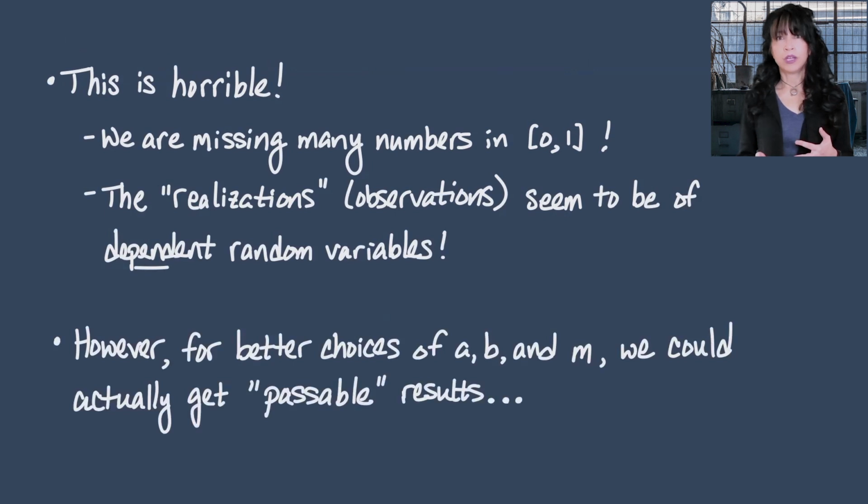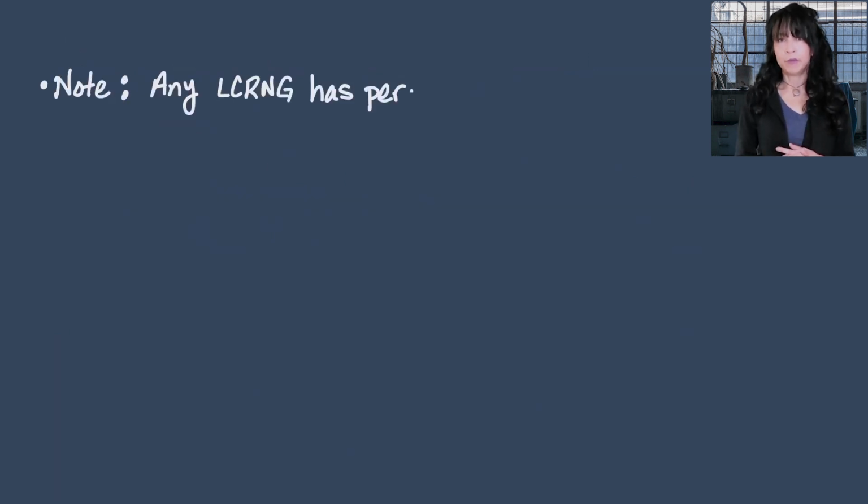But if we have better choices for parameters, we actually could get decent results. Not only results that look better to our eye, but results that are going to pass statistical hypothesis testing for uniformity and independence. Note that any linear congruential random number generator has period less than or equal to m.